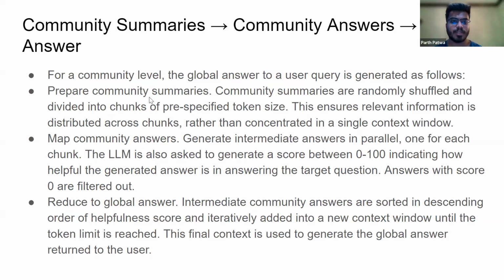So first, yes, we have the prepared community summaries. Then we map it, where we are also generating intermediate answers, one for each of the chunks. And the LLM is sort of self-reflecting, like which of the chunks is relevant. And the irrelevant chunks are filtered out. And finally, these intermediate answers are sorted and given as context to generate the final answer.